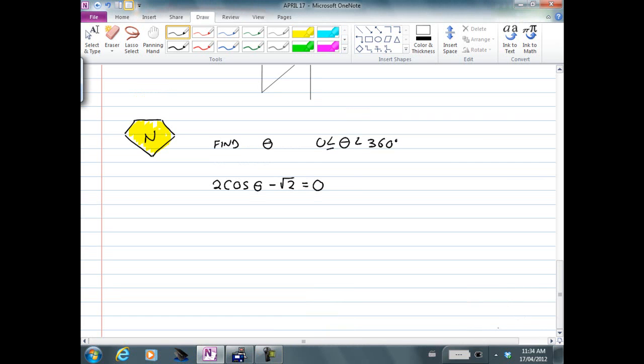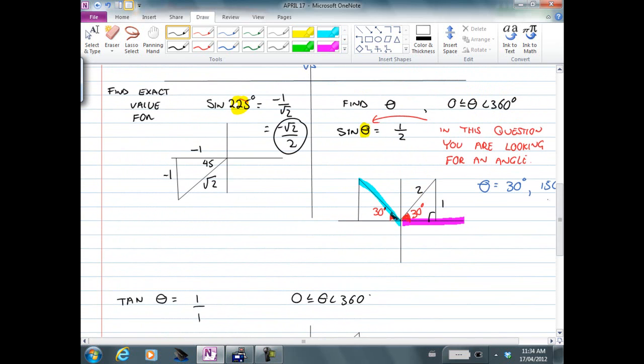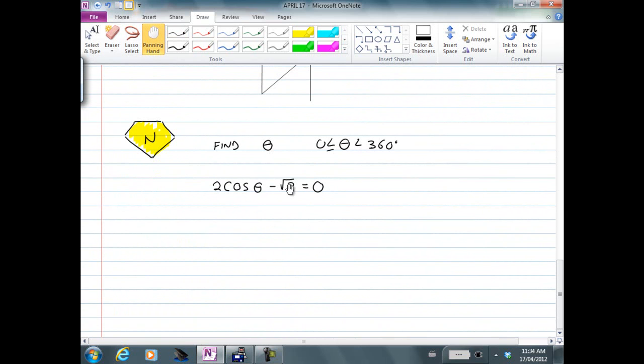See, a lot of people say, Mr., how do you do this without a calculator? And I'm going to show you how. See, in every question I give you, I was nice to you. I solved for sine theta, tan theta, but in this question, nothing is solved. You actually have to do it on your own. So I'm going to isolate for cos theta. Cos theta equals to root 2 over 2.